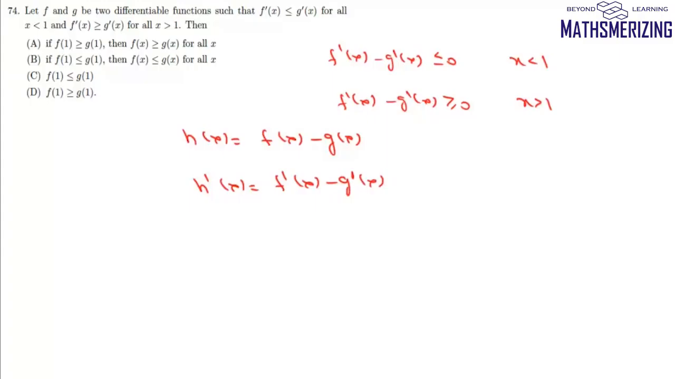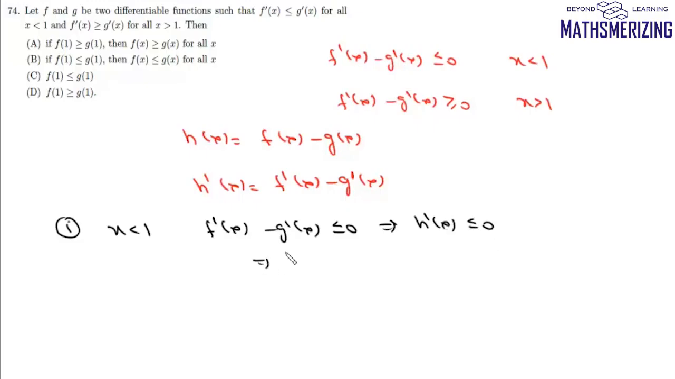Now we'll consider this first case, when x is less than 1, that is when f dash x minus g dash x is less than or equal to 0. So here we can say this h dash x is less than or equal to 0, implying that h(x) is a decreasing function. Now if h(x) is decreasing and if x is less than 1, then h(x) is greater than h(1).